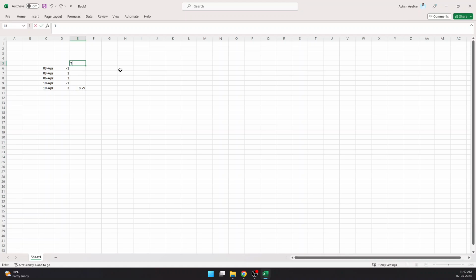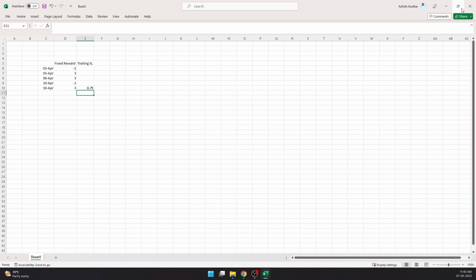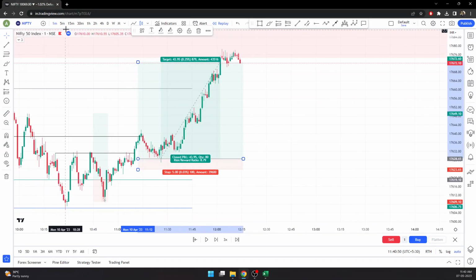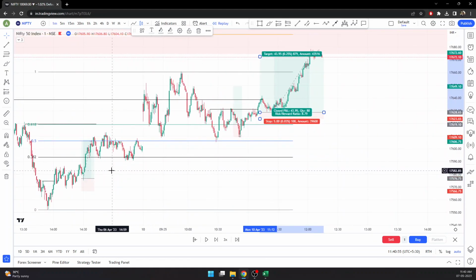In case of trailing SL, we could have got 8.79 risk reward. And let's say if we have got fixed, this is fixed reward, right? Fixed reward, this is trailing. So let's see, on to the back. We could also have looked for the earlier trades.